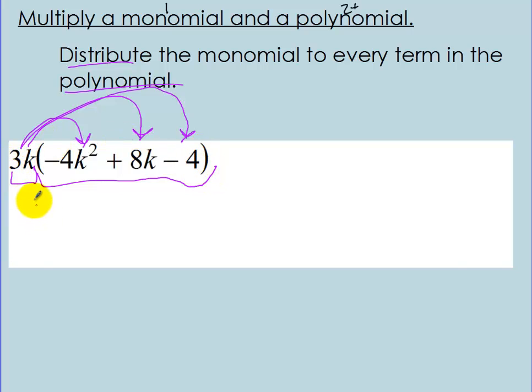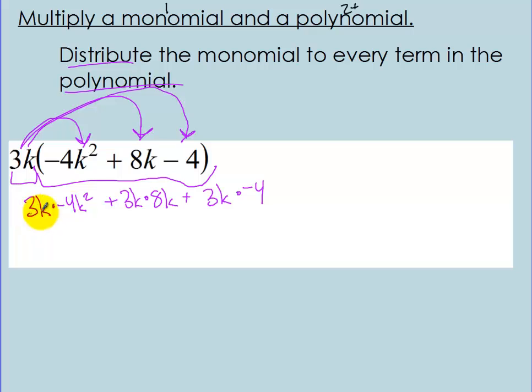I'm going to write out the steps in detail. I'm going to go 3k times negative 4k squared, and then you're going to have plus a 3k times an 8k, plus a 3k times negative 4. So let's multiply each of those products.